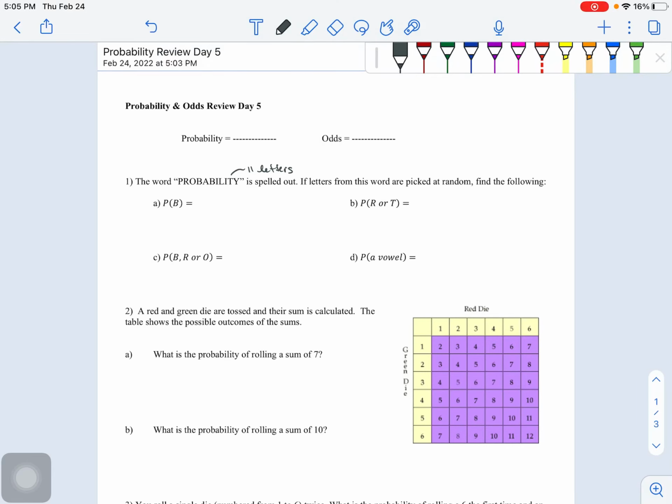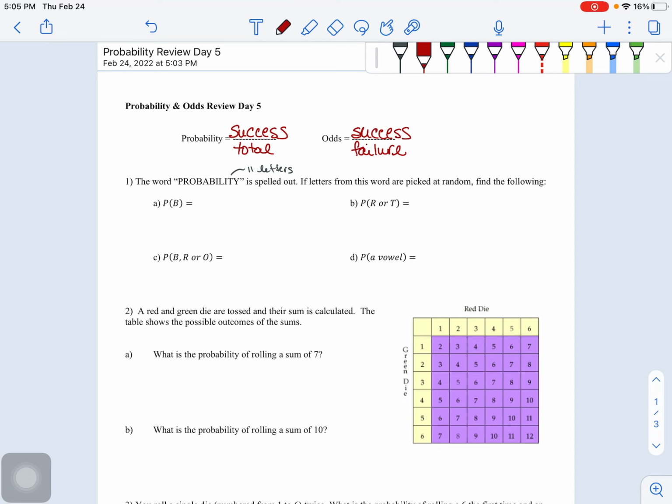Okay, we're going to do a video review with all the answers and me talking out how I got the fractions. So on your quiz, which is Friday, you do need to know what probability and odds stand for. Probability is success over total, and odds is success over failure. Okay, the number of successes over the number of failures.